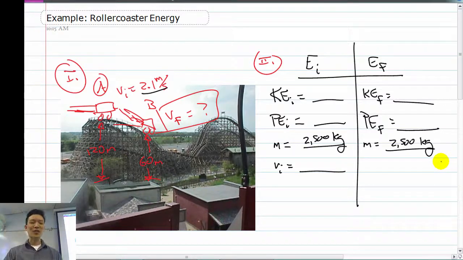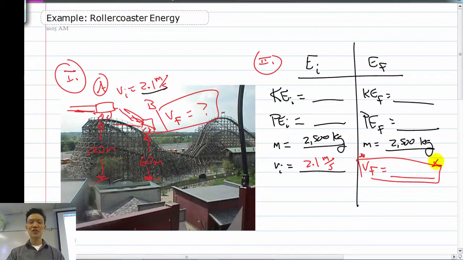Initial velocity. What's initial velocity? Given in the problem, 2.1 meters per second. What's the final velocity? Oh, wait a second. That's what we're trying to find, right? That's the whole point. So for VF, put a box around it, star it. Don't lose sight of the goal. Don't get lost in the forest for the trees there, right? Always have a big picture view of what's going on. We're trying to figure out exactly how fast that coaster is going at any point on the ride.